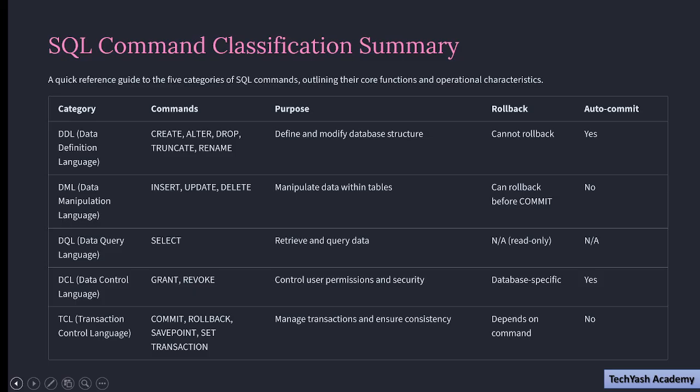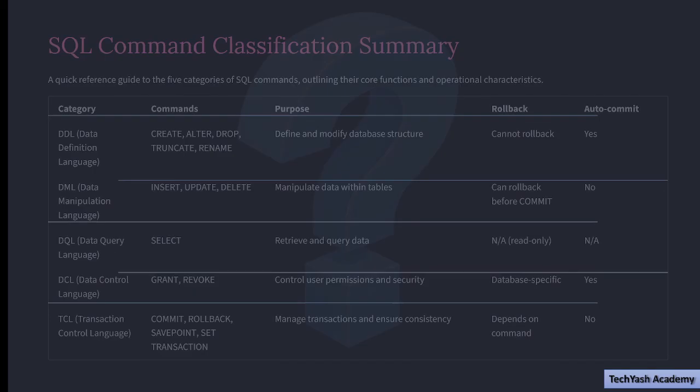DCL means data control language: grant and revoke. These are used to control user permissions and security. These behaviors are database-specific when we have multiple kinds of databases, so it depends on which database you are using. Auto commit always happens with DCL commands. TCL means transaction control language: commit, rollback, save point, and set transaction. These commands manage transactions and ensure consistency. Rollback depends on the command, and auto commit does not happen with it.